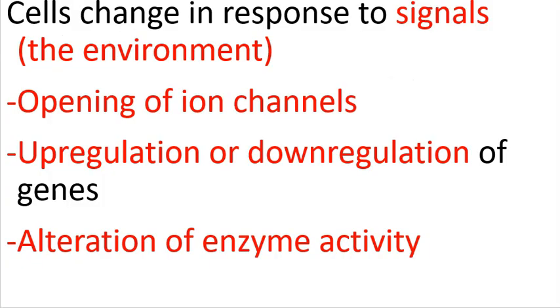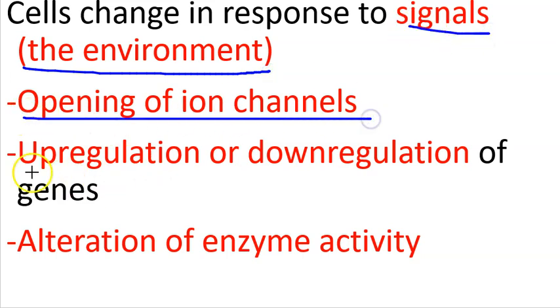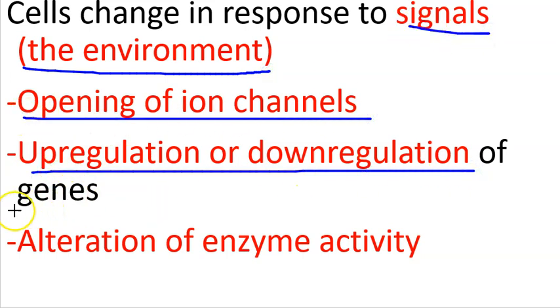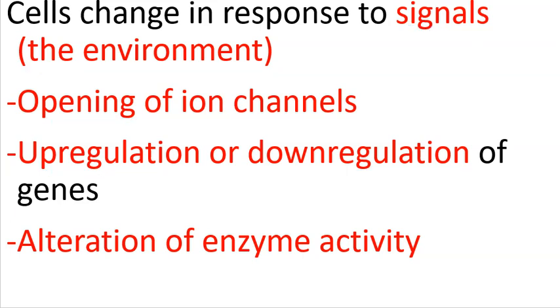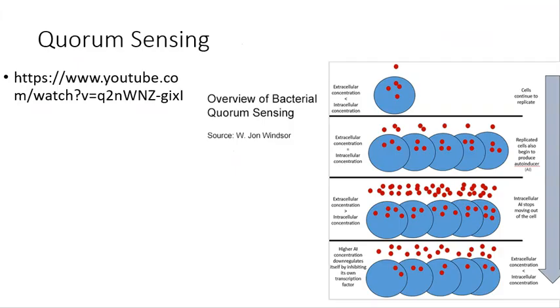Okay, so cells change in response to signals from the environment: opening of ion channels, upregulation and downregulation of genes. Genes are kind of like chapters in a really big book. We don't need to be reading and making everything every chapter says all the time. We would lose energy, homeostasis, all of that. So how do we know when genes are being expressed, which means their products are being made? Well, that is cell signaling. Alteration of enzyme activity is another example of that. Okay? And so, quorum sensing.